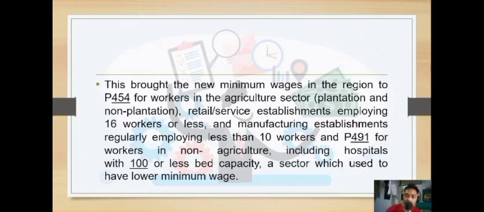And also we have 491 pesos for workers in non-agriculture, including small hospitals, because they have 100 or less bed capacity. So it's a limit also, and a sector which used to have lower minimum wage. So the 491 pesos is for those in non-agriculture, including hospitals, which also had lower minimum wage, with this limit.